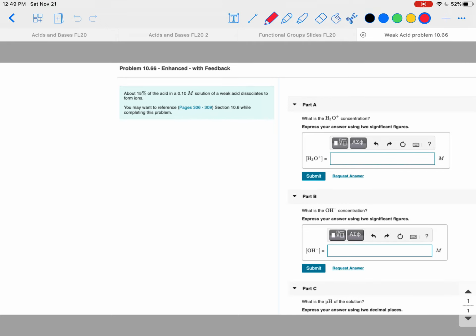Okay, we are going to look at how to work a weak acid problem. Very well could have one of these on the exam. This is a homework problem, problem 10.66. So here is the problem straight.